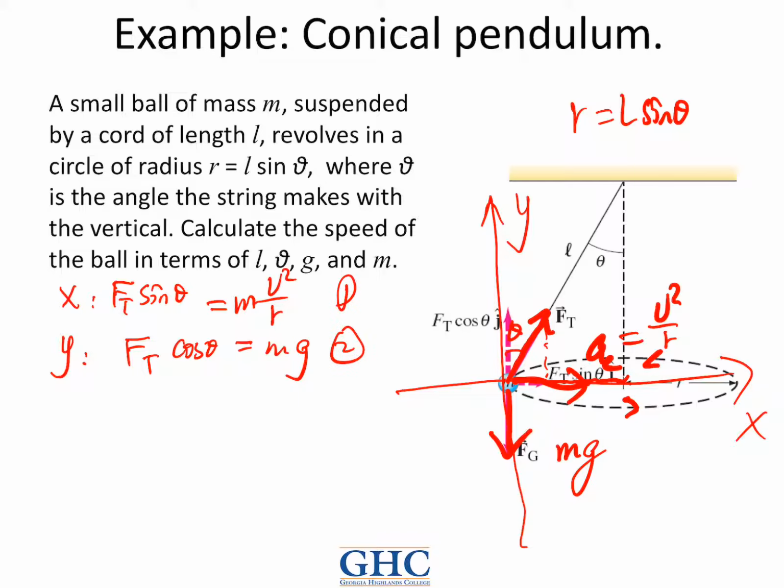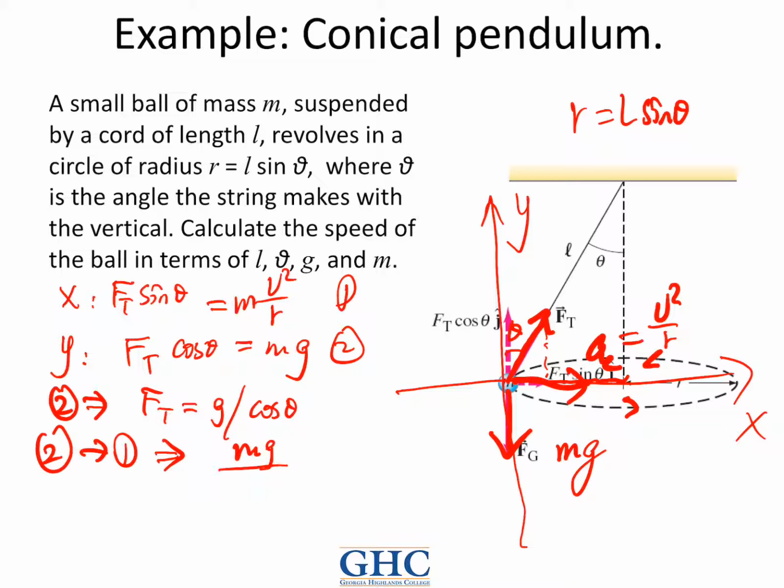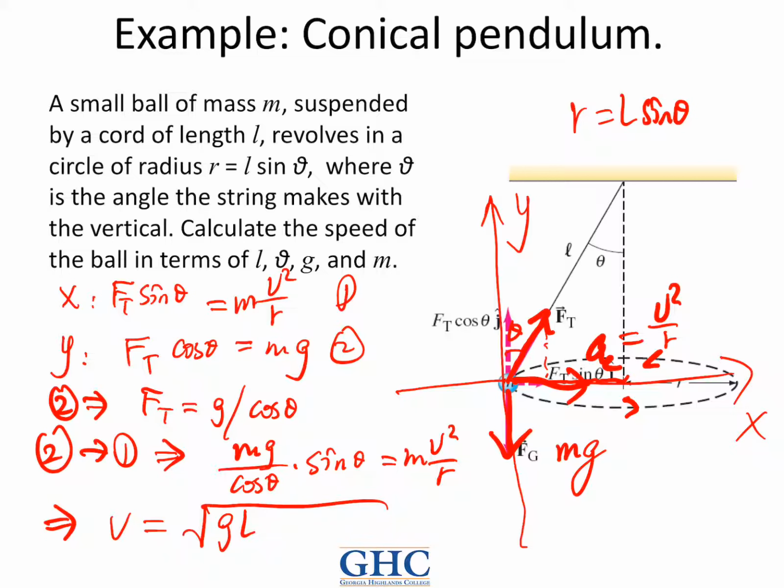So we can solve for the velocity of the ball. First of all, from equation 2, we can have Ft equals mg over cosine theta. And then we place Ft into 1, we get mg over cosine theta, this is Ft, times sine theta equals mv squared over r. You can just solve for it, and in the end you should have velocity equals the square root of gL tangent theta sine theta. And you find that if your velocity is larger, you will have a larger angle theta from this equation.